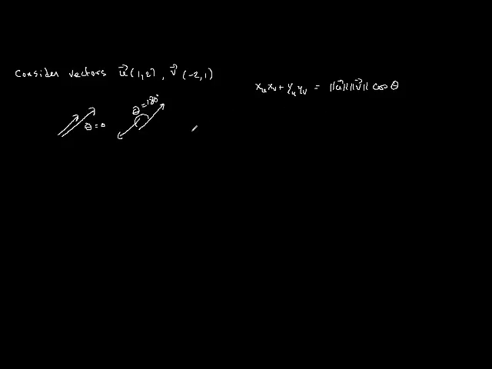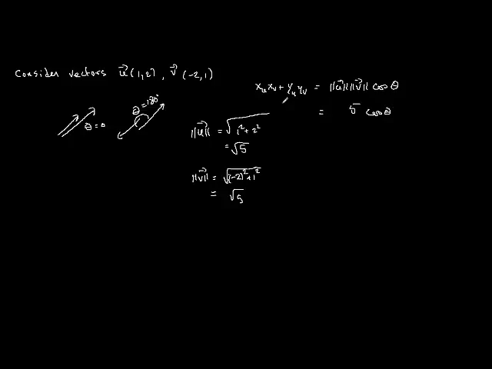So let's start by finding the magnitude of u. The magnitude of u is equal to the square root of 1 squared plus 2 squared, and that's 1 plus 4, which is 5, square root. The magnitude of v is the square root of -2 squared plus 1 squared, and that's also the square root of 5. And so what we have here is square root of 5 times square root of 5, and that's 5 cosine theta.